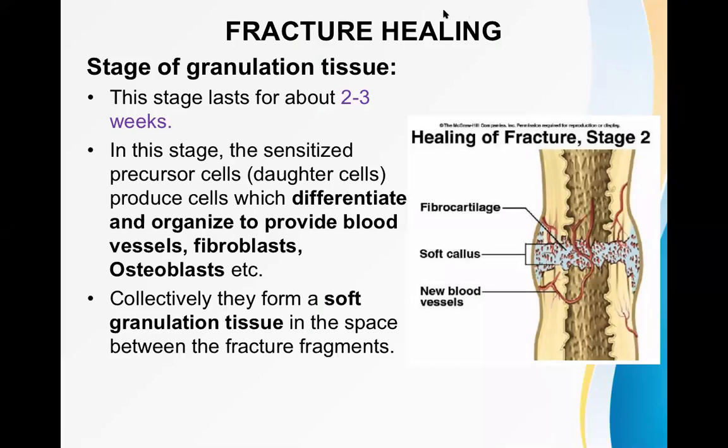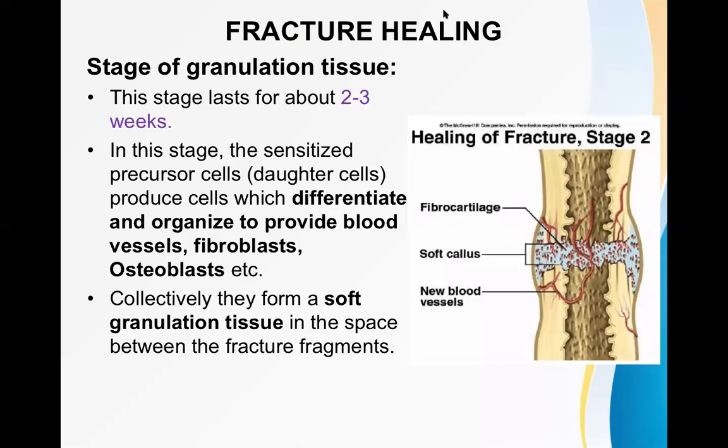Bone marrow. Okay, good. From the bone marrow it comes. Exactly. Very good. Periosteum and bone marrow. So just now I explained that to you. So the important site is periosteum. Another site may be bone marrow. Periosteum and bone marrow.